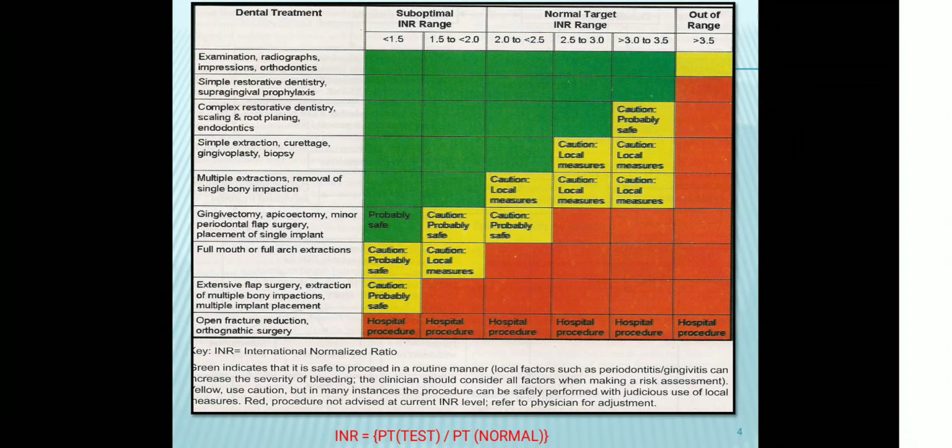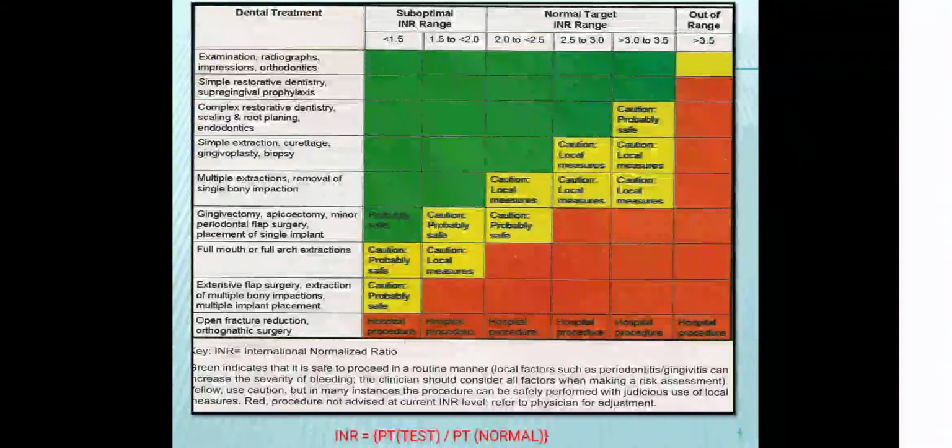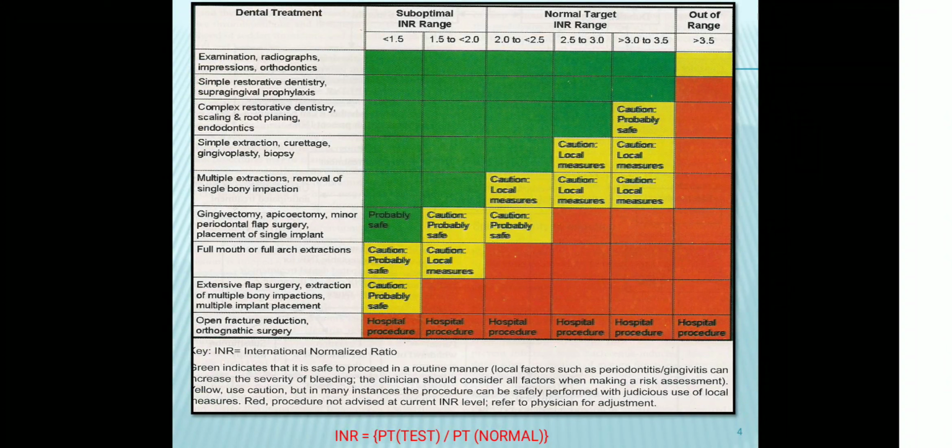The first thing is examination, radiographs, and impressions for orthodontics, which can be taken in a patient up to the range of 3.5. Simple restorative dentistry and simple scaling can be done up to 3.5. Complex restorative procedures, scaling, root planing and endodontics can be done up to an INR value of 3. Caution has to be taken. You have to take bleeding and clotting precautions, because patients suffering from these kinds of disorders will have increased bleeding.